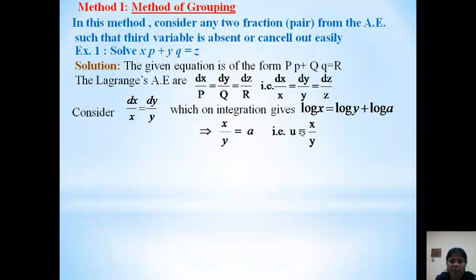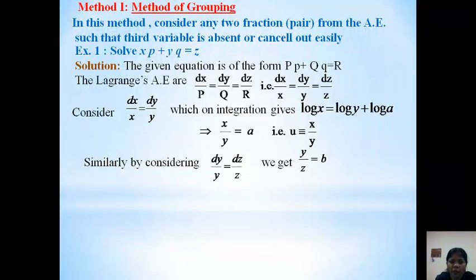That is, u is nothing but x by y. Leave this constant a, you will get u. Okay. Now similarly, I can consider second, third fraction or first, third fraction. Here I am considering second and third fraction. Do it in the same way as we did earlier above, right? So on integration we get y by z equal to b, so that is v equal to y by z. So now we have obtained the two independent solutions u and v.